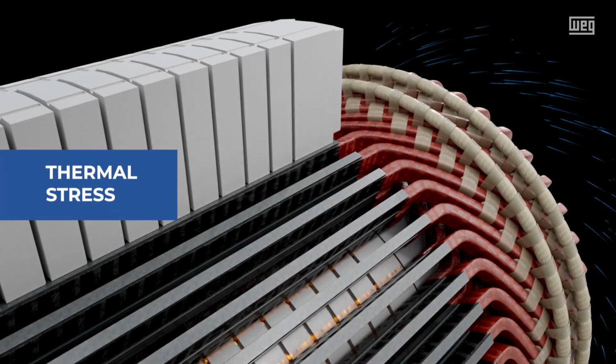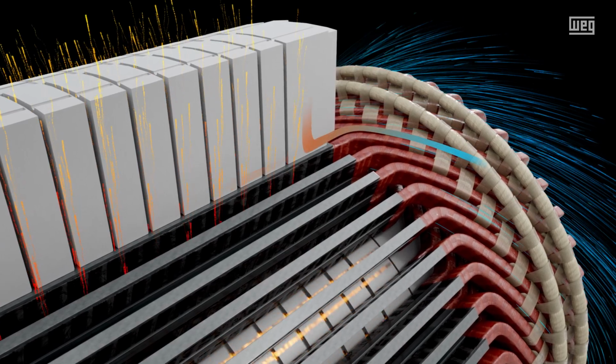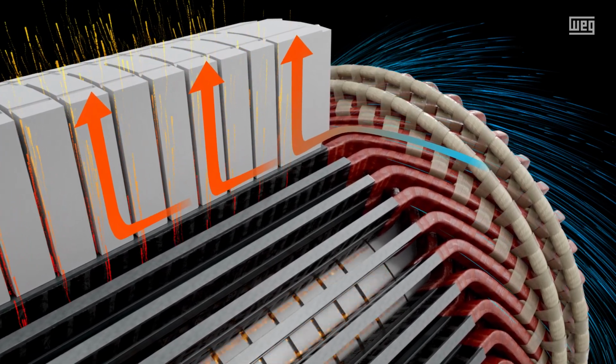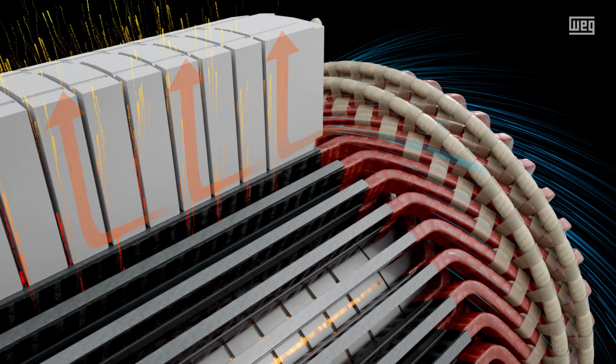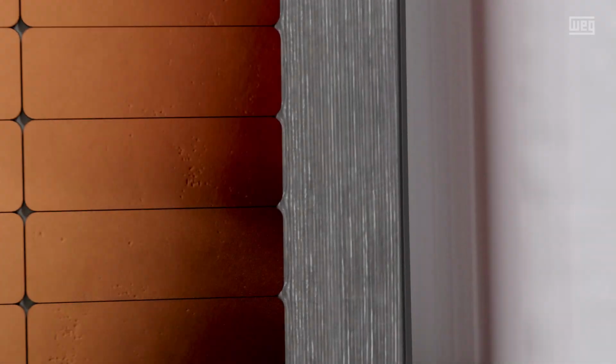The thermal stress is a relevant aging factor of the insulation system. Operating within the established temperature limits is necessary to avoid accelerating the aging process of the insulation. To dissipate properly the heat generated in the conductors is mandatory.